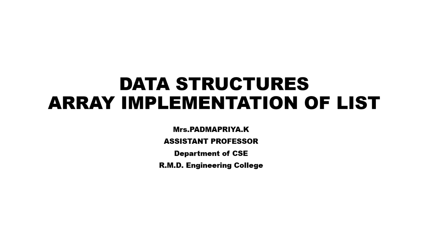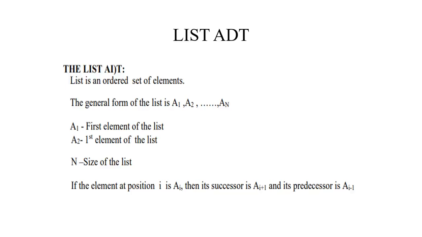Today we are going to see the topic Array Implementation of List under the subject Data Structures. So list. List is an ordered set of elements. The general form of the list is A1, A2 up to AN. So A1 will be the first element of the list and A2 will be the second element of the list, and AN is going to be the size of the list.